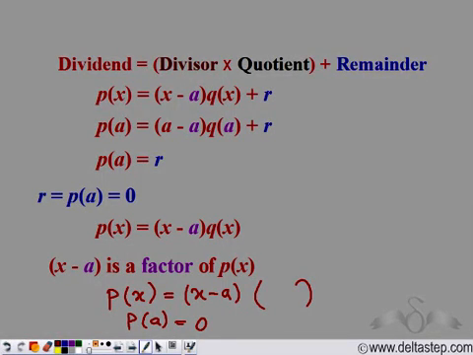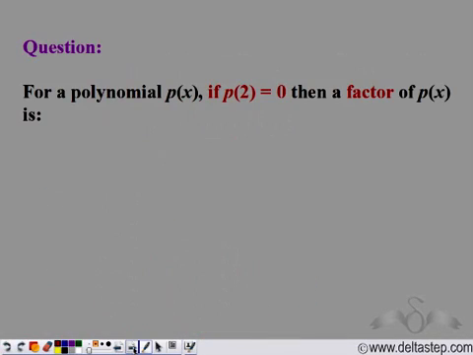So this condition holds both ways. If p(a) equal to 0, then x minus a is a factor of p(x). Also, if x minus a is a factor of p(x), we can conclude that p(a) is equal to 0. So this condition holds both ways. If any one of these is satisfied, the other will automatically hold. So p(a) equal to 0 implies x minus a is a factor of p(x).